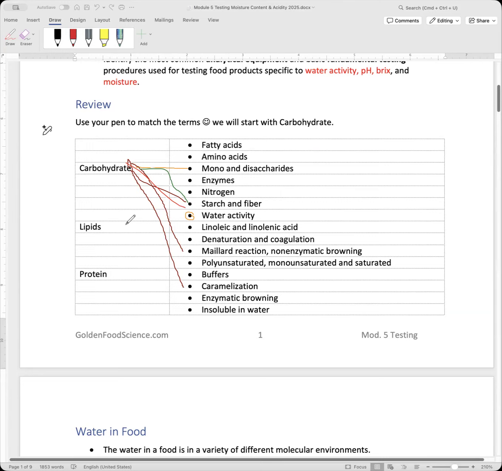Any questions about any of those? Remember that the difference between caramelization and the Maillard reaction is that caramelization is just the breakdown of sugars, like if you're going to make brittle. You just put the sugar in there and you cook it and it turns brown. That's caramelization. While the Maillard reaction is a non-enzymatic browning between proteins and sugars. Any questions?